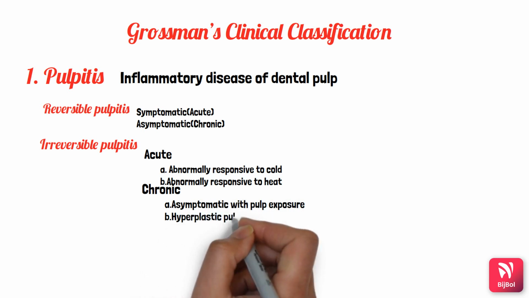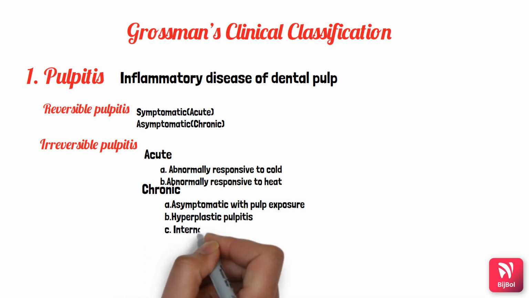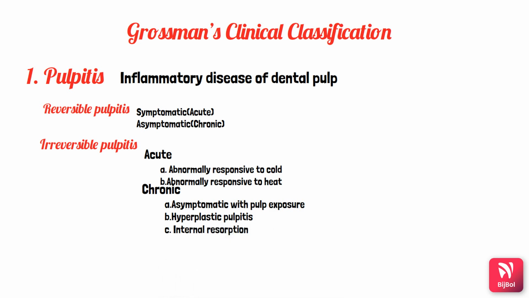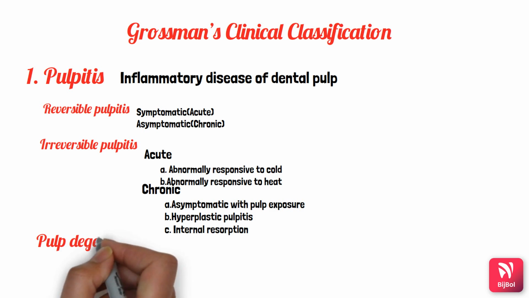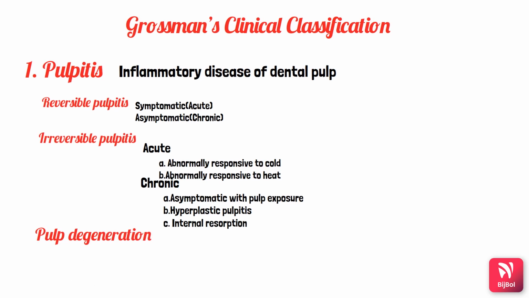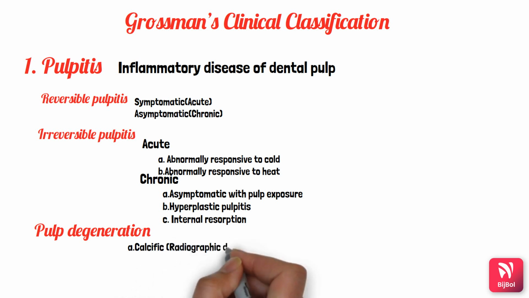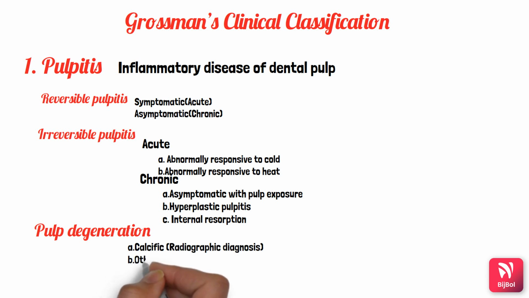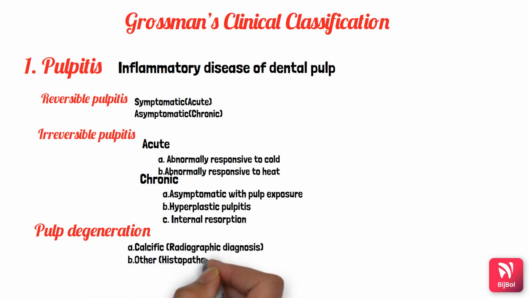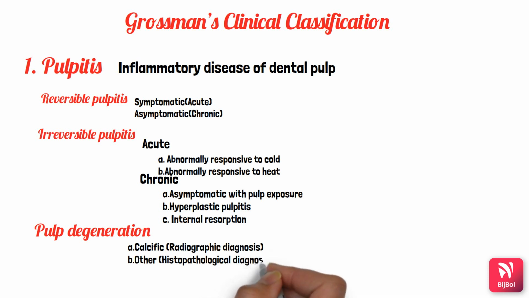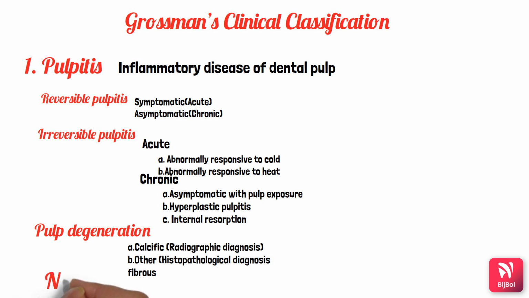And others, such as hyperplastic pulpitis and also internal resorption. If you see the pulp degeneration, in that we have calcific degeneration, which is diagnosed by radiograph, and others, such as atrophic degeneration, which is diagnosed through histopathological changes. The other one is fibrous degeneration. So next would be pulpal necrosis. These are also the sequelae of pulpal diseases.